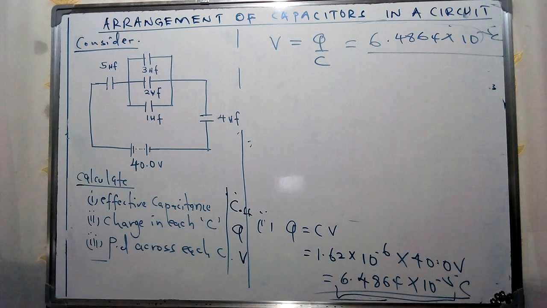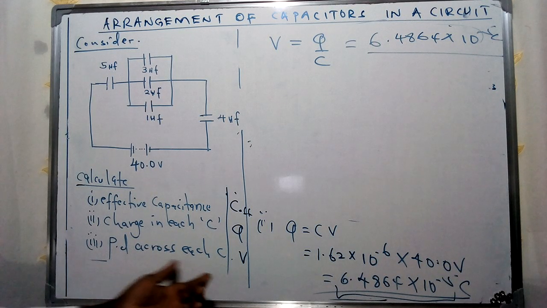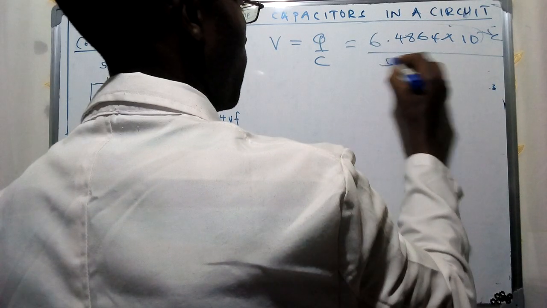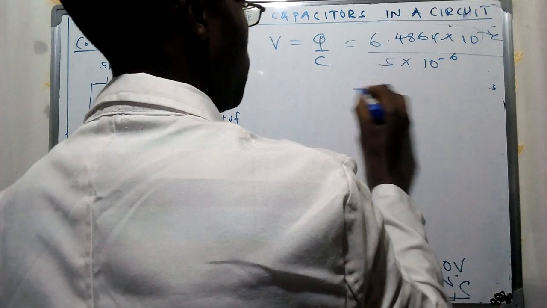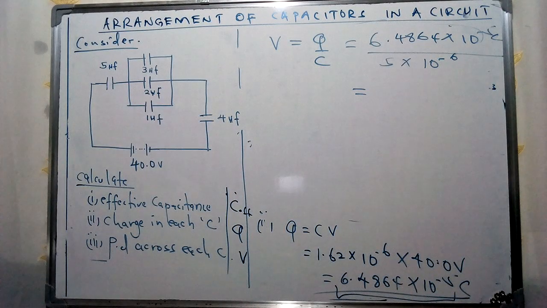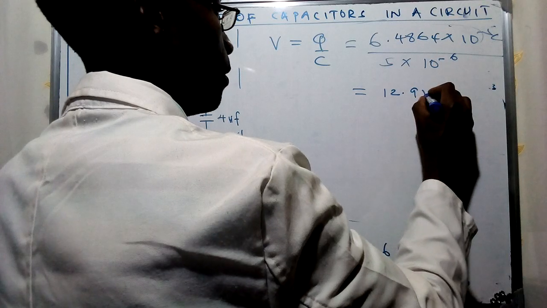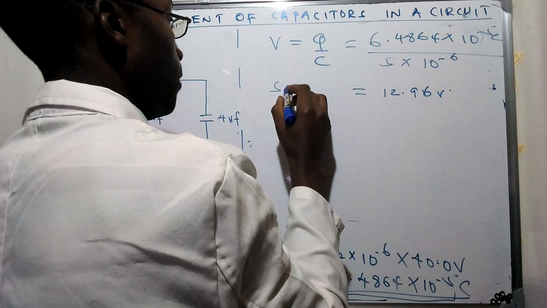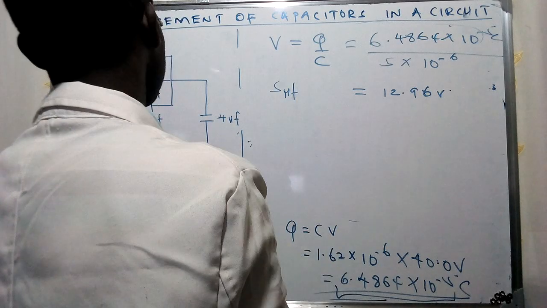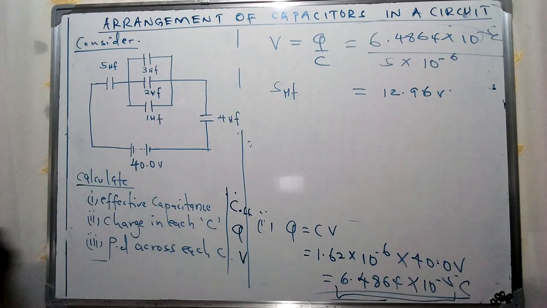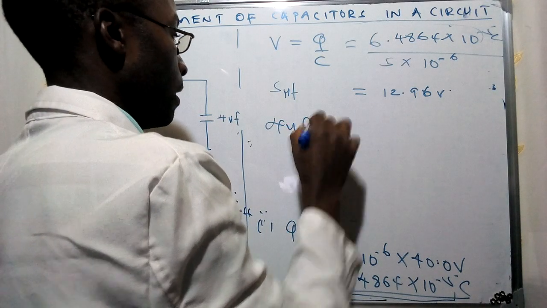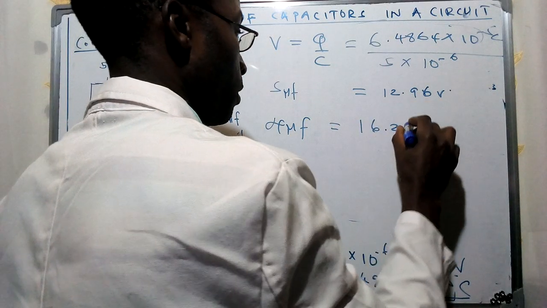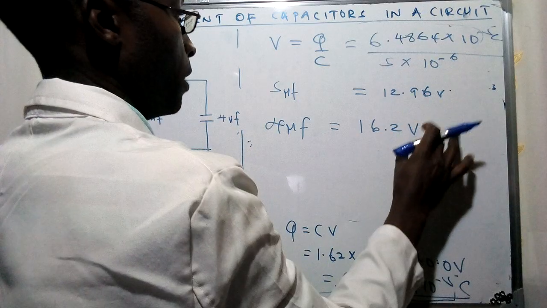Of course, if we consider the potential difference in each capacitor, we can do an example for one of them. If we consider 5 microfarads, this is going to be 10 negative 6, and this is going to give me a value of 12.9496 volts. So this is going to be V for 5 microfarads. And then for the 4 microfarads, this is going to give me a value of 16.2 volts. So we're going to use the same procedure to find this one.